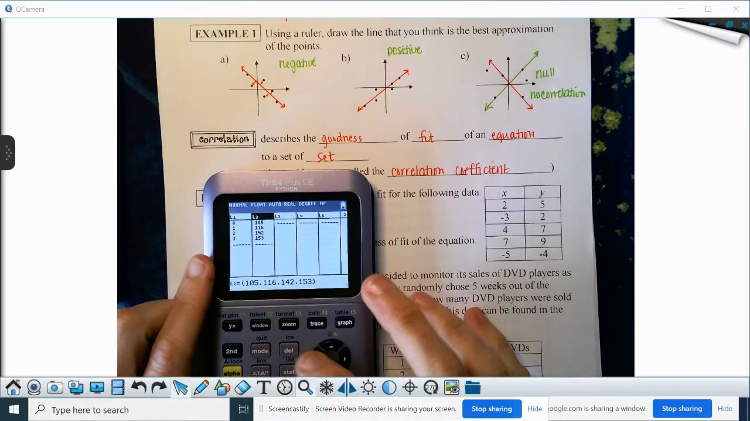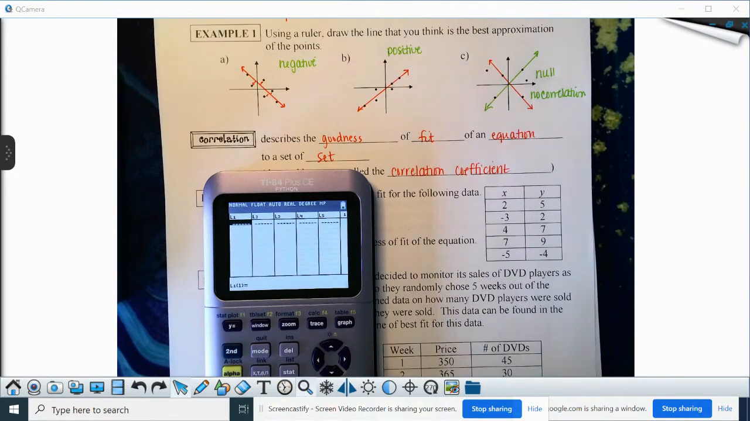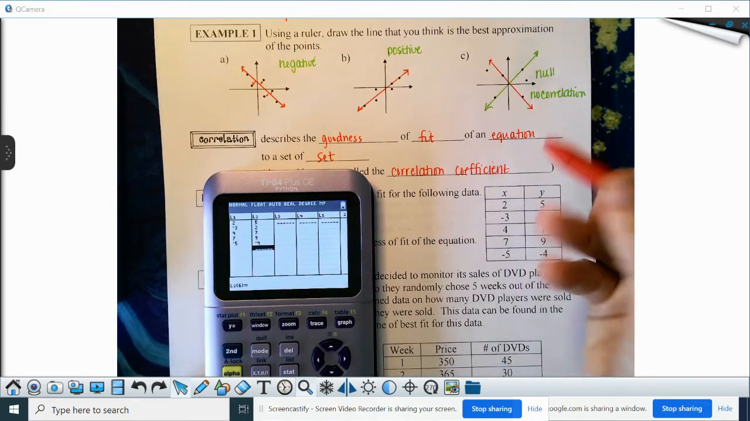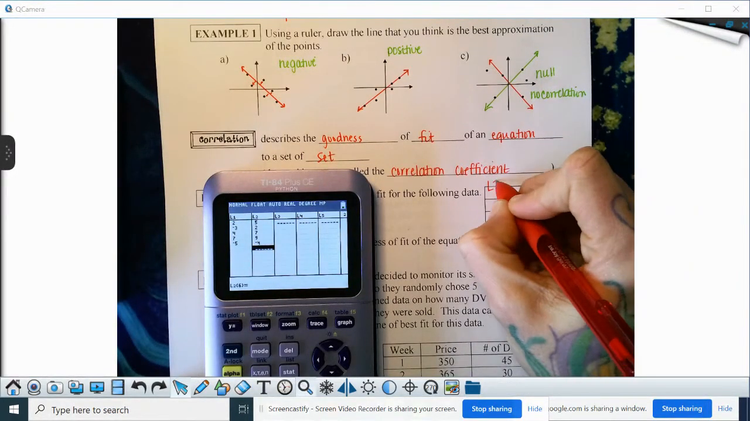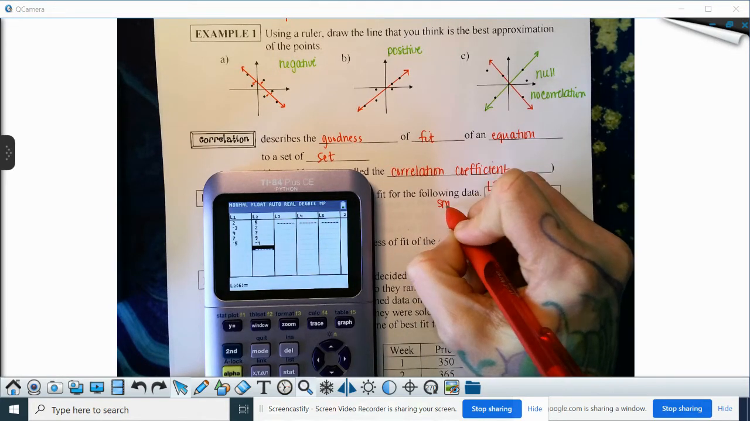So we're going to go to our stat, edit, and we're going to go to our list. Sorry, mine are full from our data stuff. You're going to put your X's in your L1, and make sure you're getting them right, because if you happen to hit a wrong button, just like when you were doing statistics back in the first unit, one number off throws off the whole shebang. So this is going to go in your L1, and this goes in L2. Again, we went to stat and then edit.